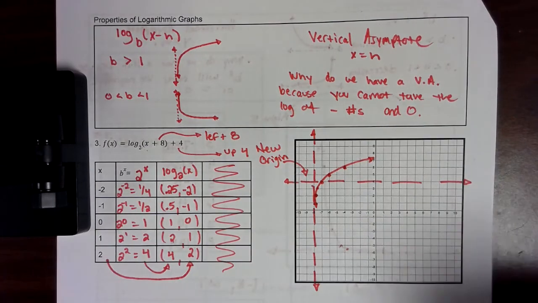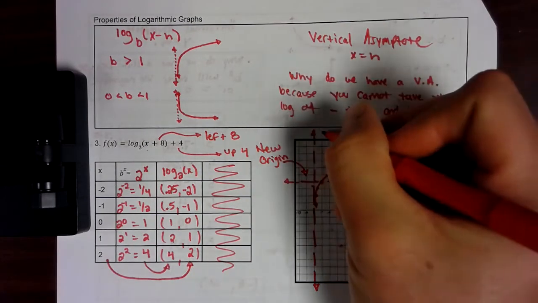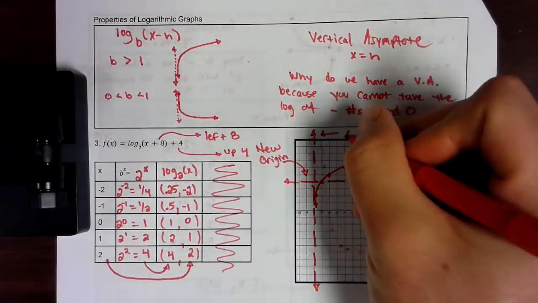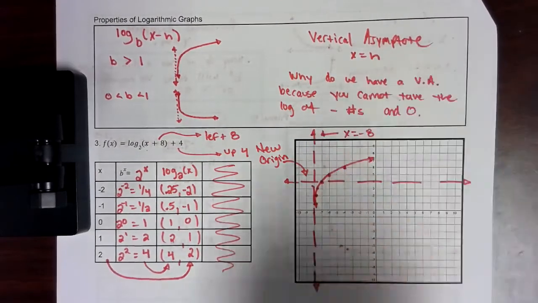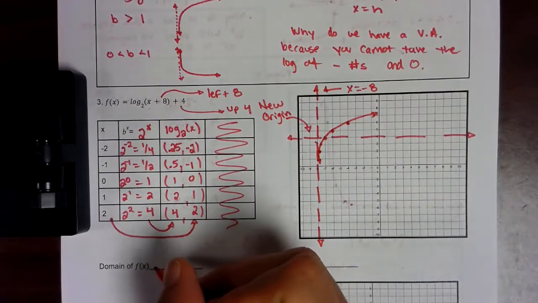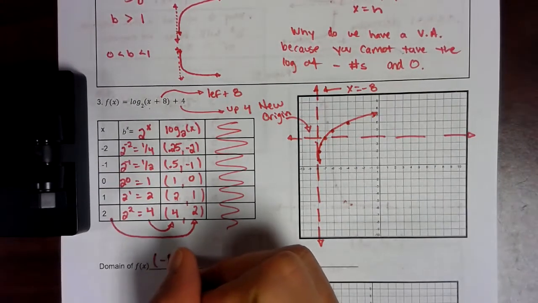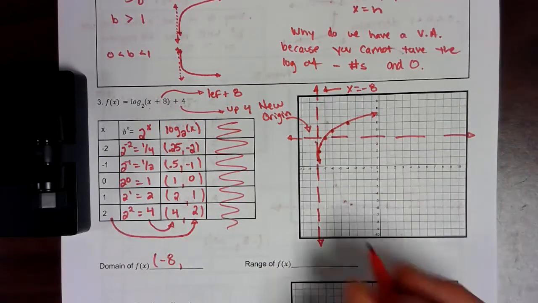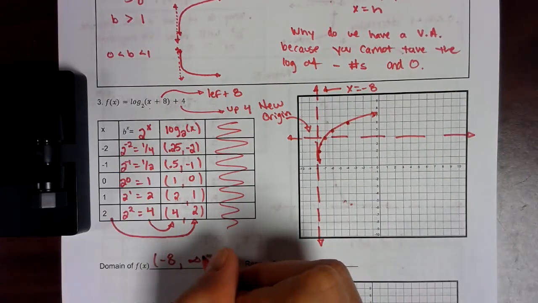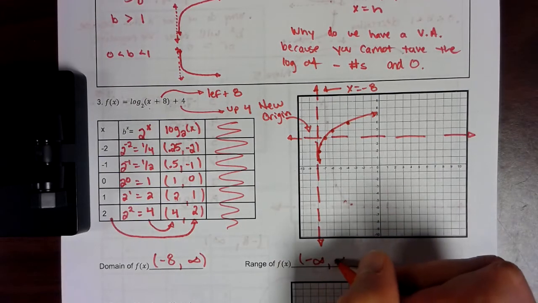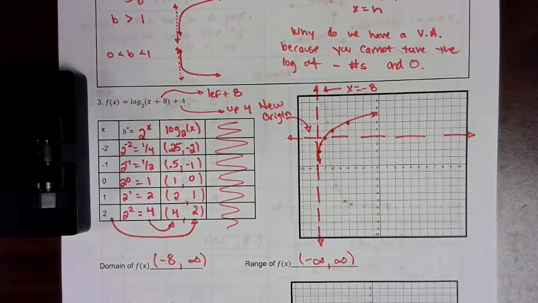Now, just like before, on the exponential, we labeled our asymptote. Let's label this asymptote as well. This is a vertical asymptote at x equals -8. The last thing we're going to add in here is our domain and range, where the domain is restricted by the fact that we can't take the log of negative numbers and by the fact that we have this vertical asymptote here. So it's from -8 to positive infinity. The range for every log is negative to positive infinity.